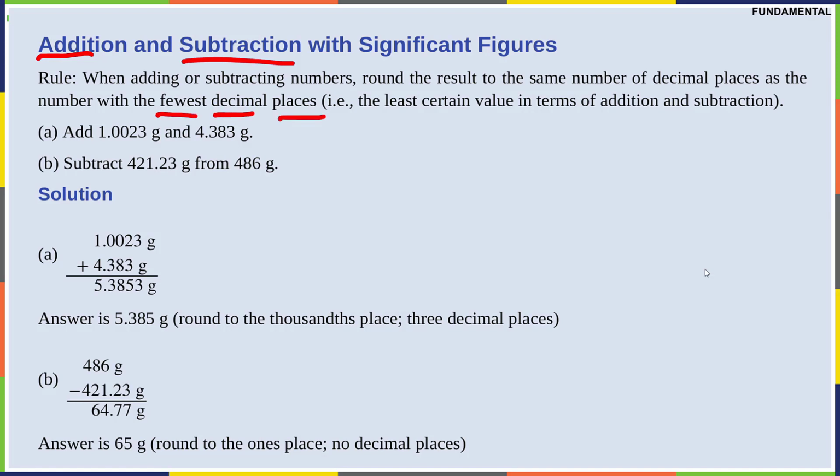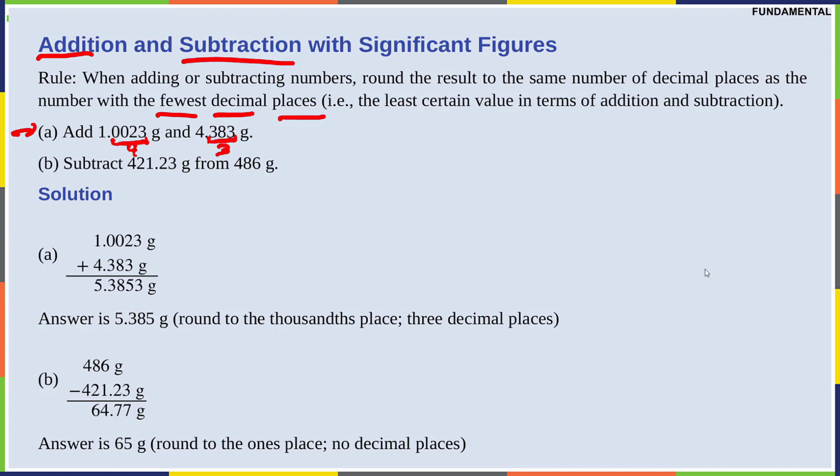Take a look at example A, okay? You've got 1.0023. So in this number here, you have 4 numbers to the right of the decimal, right? 4 numbers to the right of the decimal. And you're going to add that to 4.383. And in this number, you've got 3 numbers to the right of the decimal.